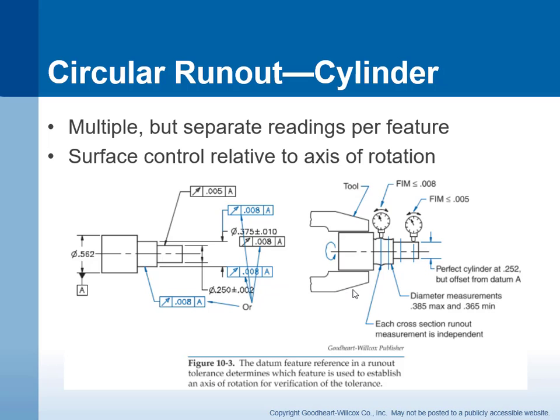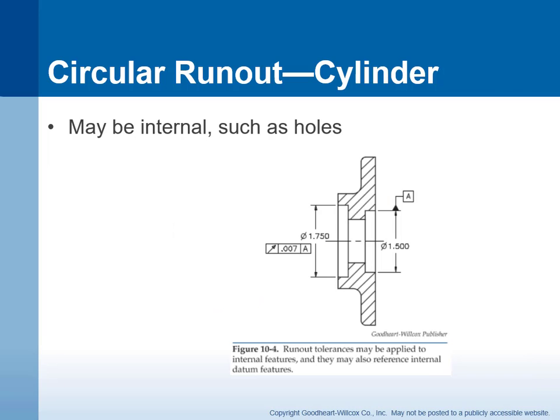And then we would have to check it at several different places. Each cross-section runout measurement is independent. So we run it here, go full circle, move to the next spot, go full circle, move to the next spot, go full circle. And that's how we check a runout tolerance. Now, runout tolerance may also be used on an internal hole, as long as we can spin it about this axis.